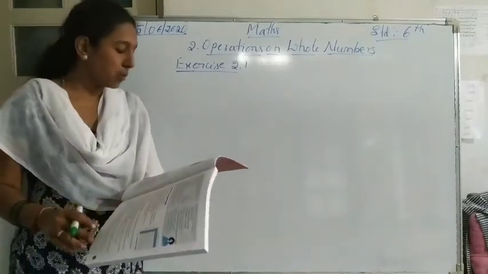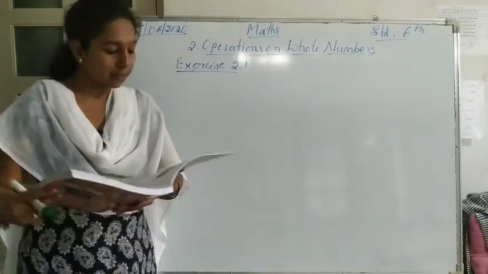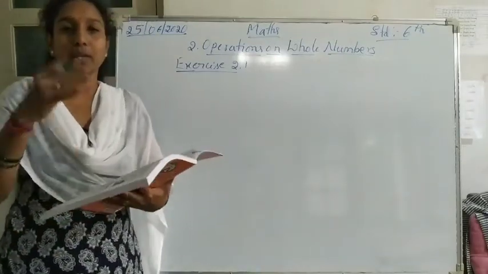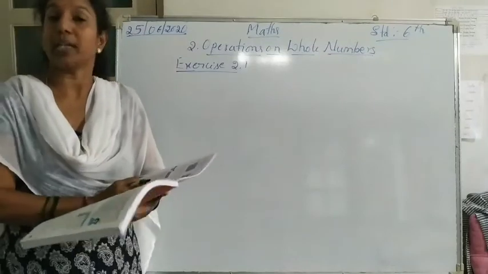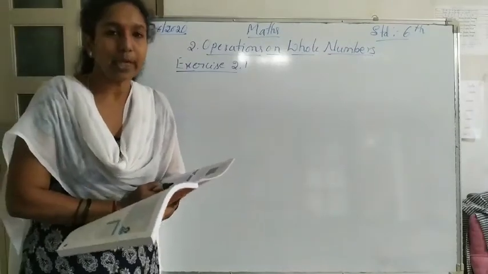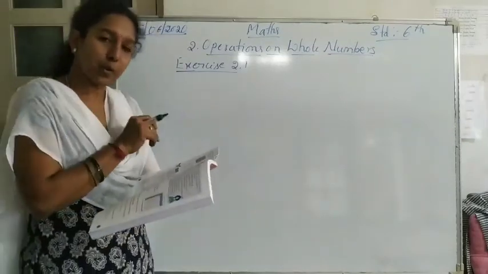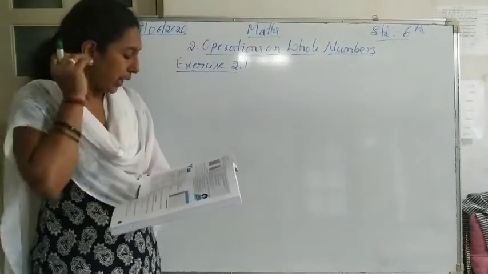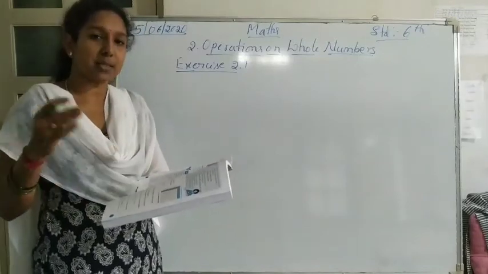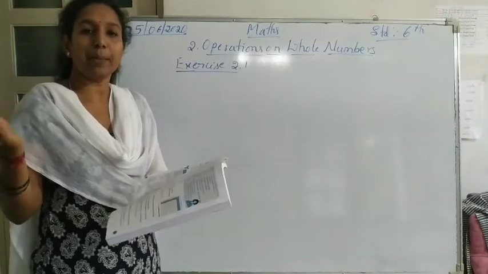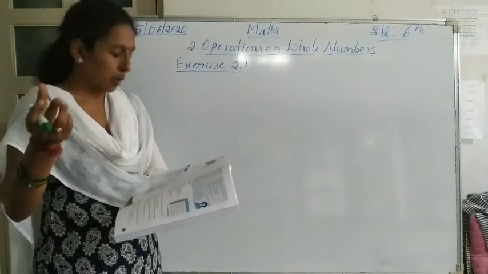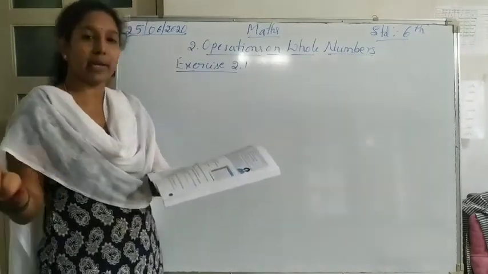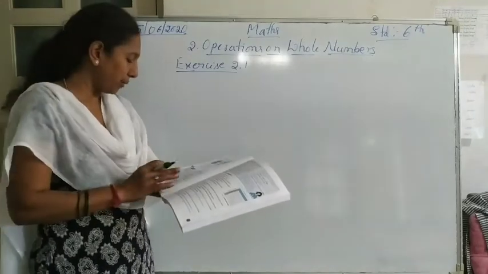So here in the first one, fill in the blanks. The first one is, if you interchange the numbers, the sum will be the same. So what is that property? Commutative property. See here, 28,596 plus 3 is equal to 3 plus what? The first number only, means 28,596. So like that you have to write.